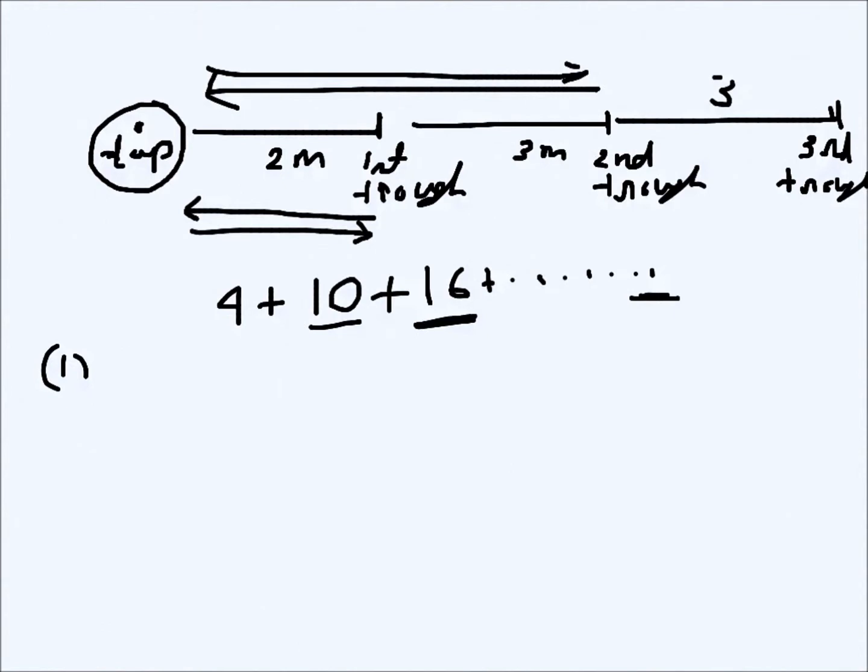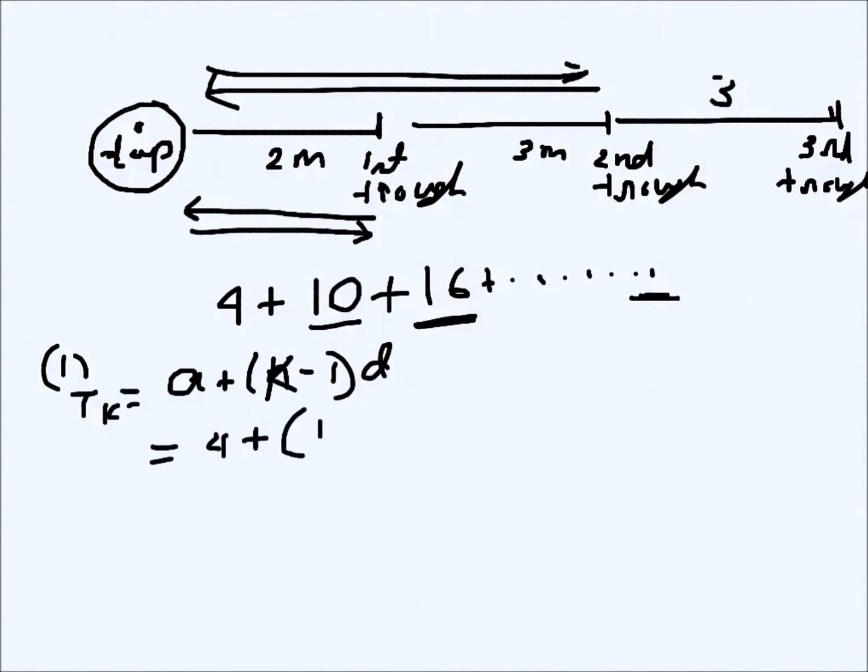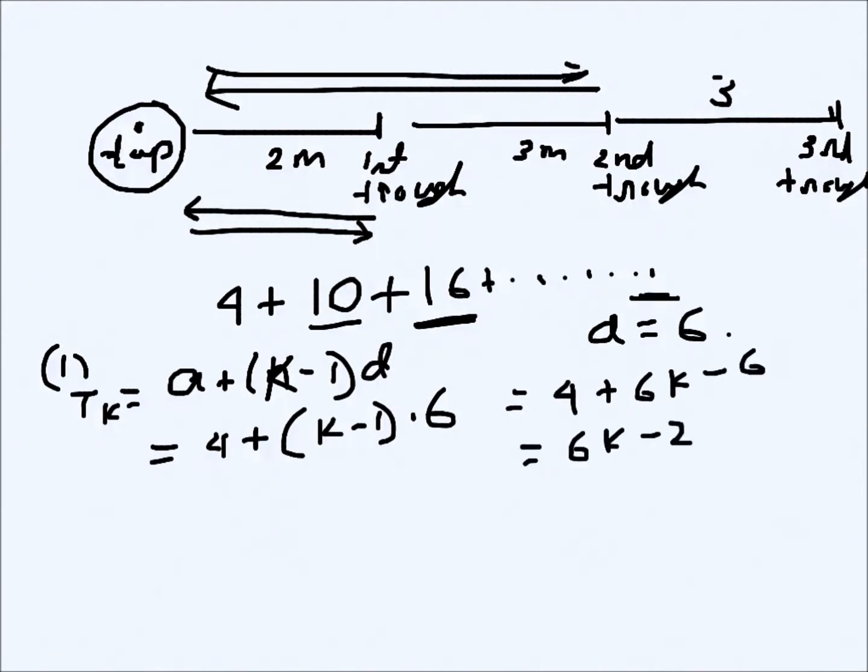So let's do that. That's a plus n minus 1 into d again, that formula, which is term k. Here, instead of n, it is k. A is 4 plus k minus 1 into the difference, and we can see the difference is 6. So that is 4 plus 6k minus 6, so 6k minus 2. That is the distance she has to walk, this many meters.